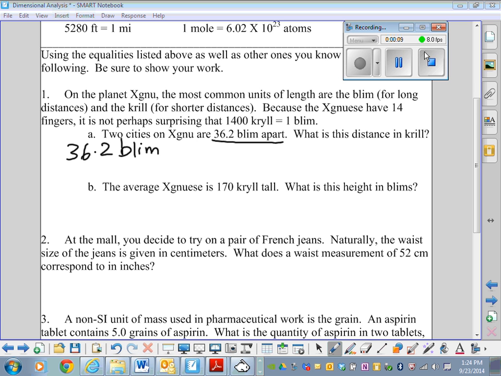So I'm going to set up my facts, and what is the unit I have to get out of? I have to get out of blim. Is that right? So I bring blim down, and the unit that I have to go to is krill. Is that right? So I write krill at the top.